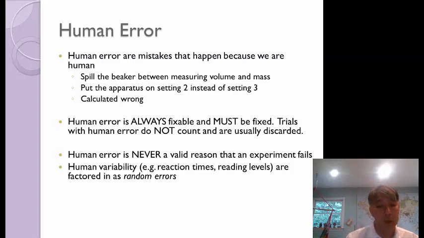If there's something to be learned from the human error so that we don't do it again, maybe it's worth keeping in there and talking about it in a discussion section. However, human error is never a valid reason that an experiment fails. Those are things that we can fix, and we must fix them while we're doing the experiment. Human variability is a different story. Human variability in terms of reaction times or reading the levels of our equipment is what we factor in as random errors, and those we can't really do much about, again, because we are human.